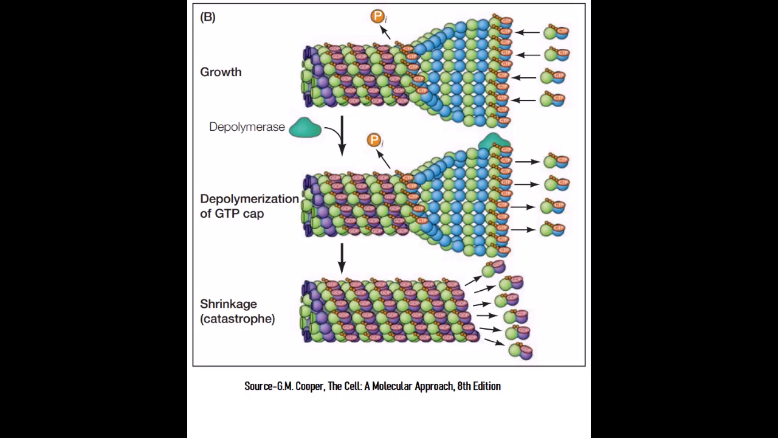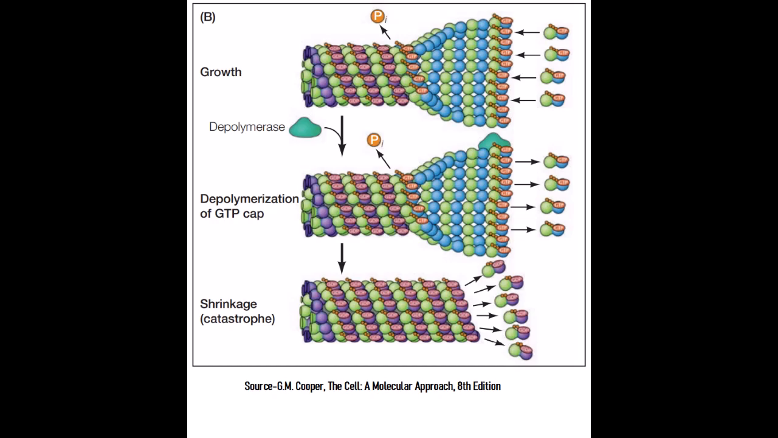Further, depolymerases dissociate GTP-bound tubulin from the plus end, leading to the loss of the GTP cap, and microtubule shrinkage or catastrophe can occur.